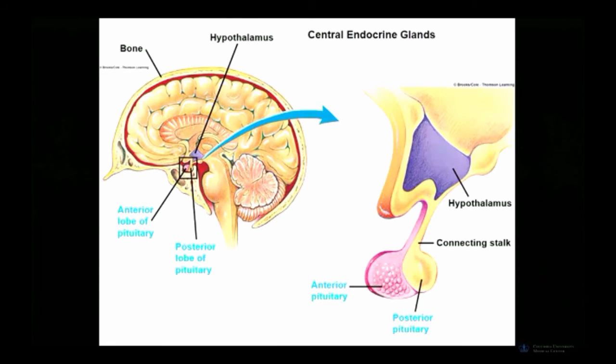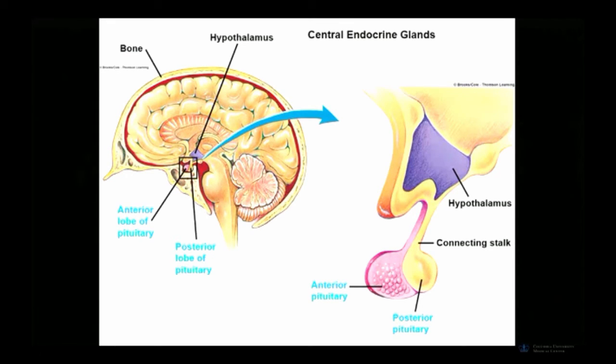Okay, so endocrine organs, endocrine glands, can be described as being central or peripheral. That's one categorization. And central endocrine glands are called central because they are literally part of the central nervous system. Peripheral glands are in the periphery. They're not part of the central nervous system, and often they are not part of the nervous system at all.